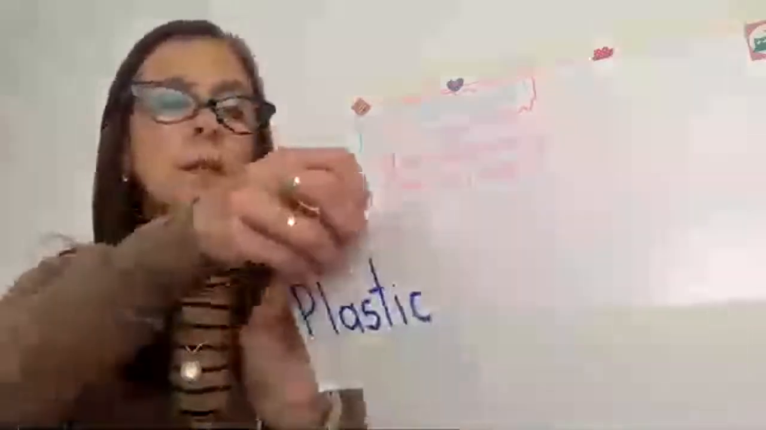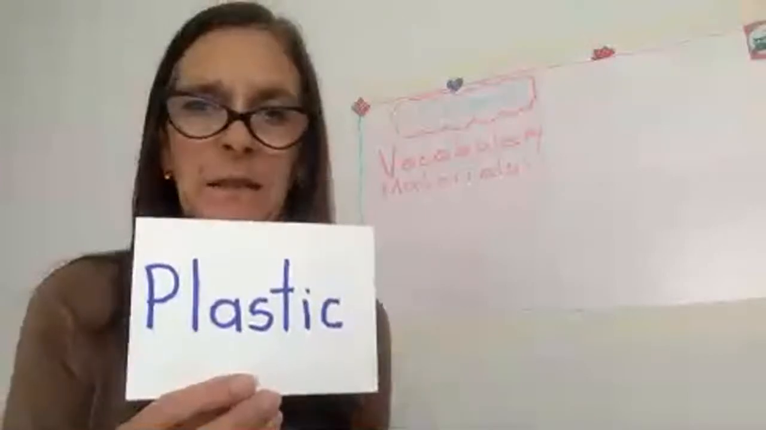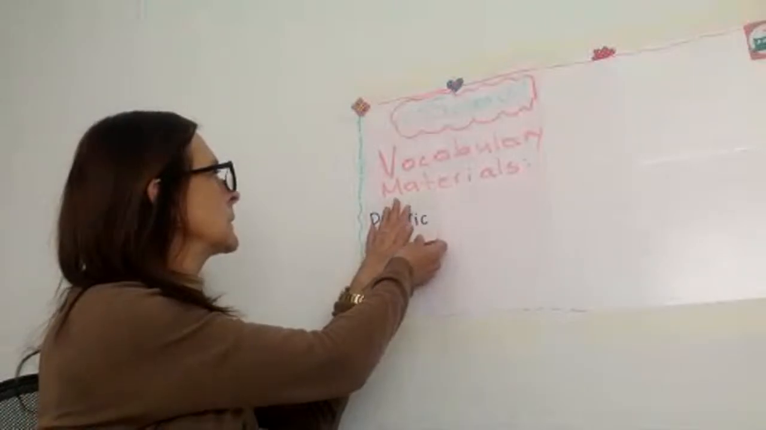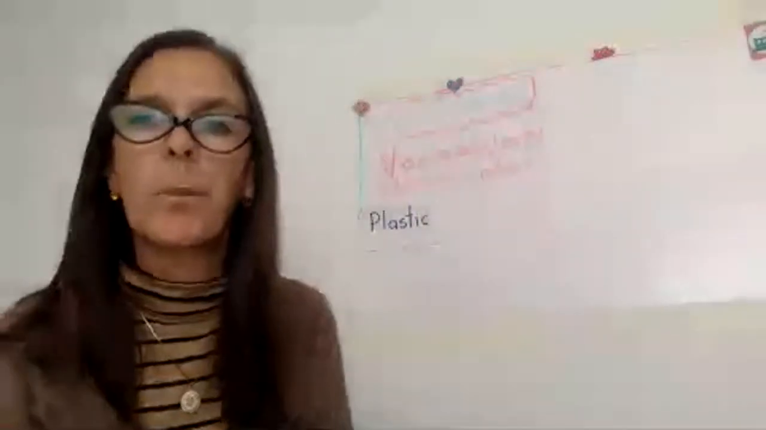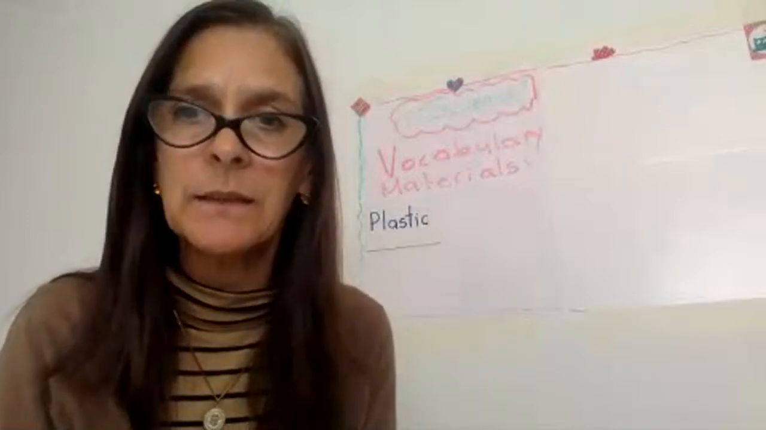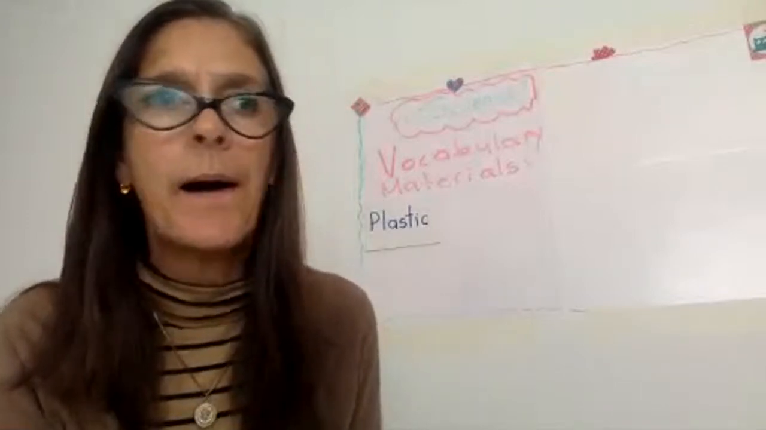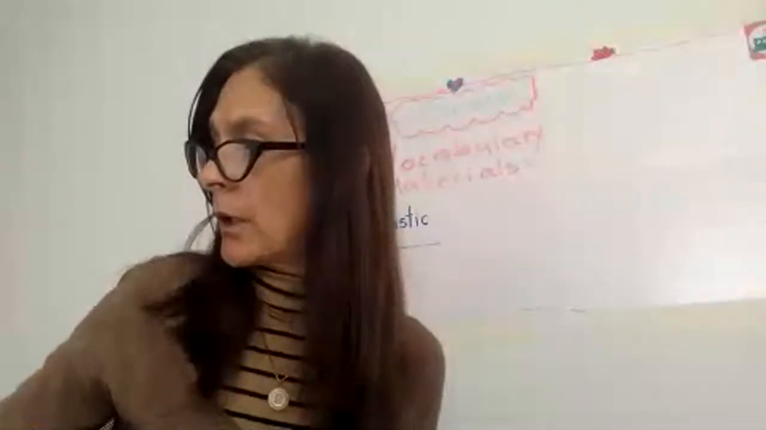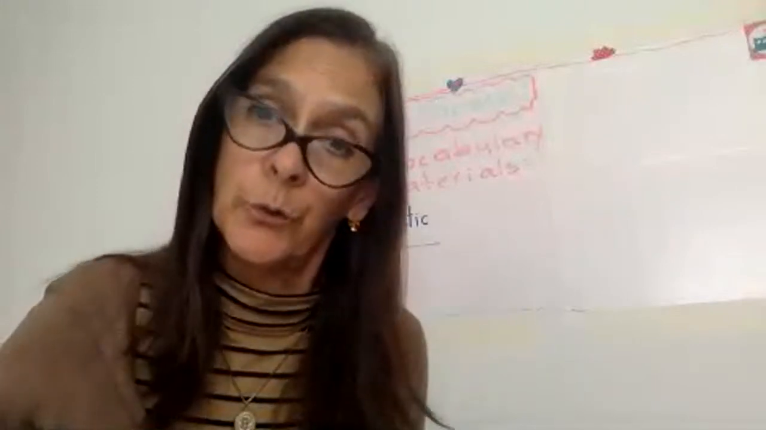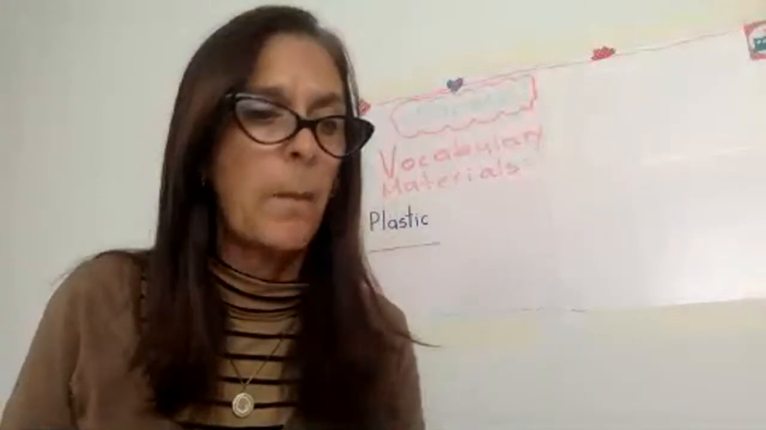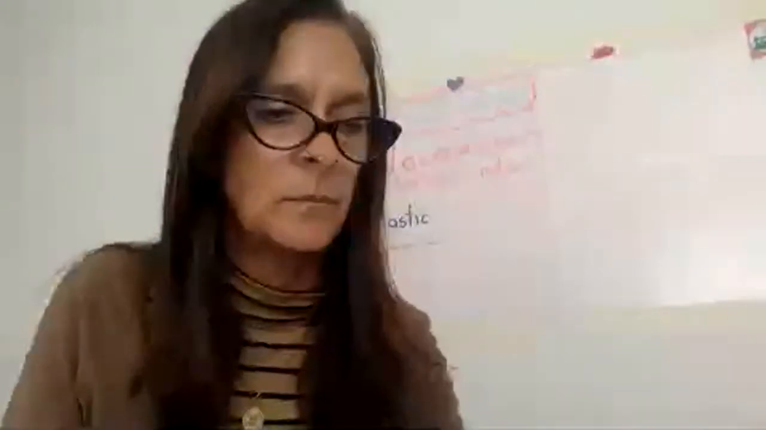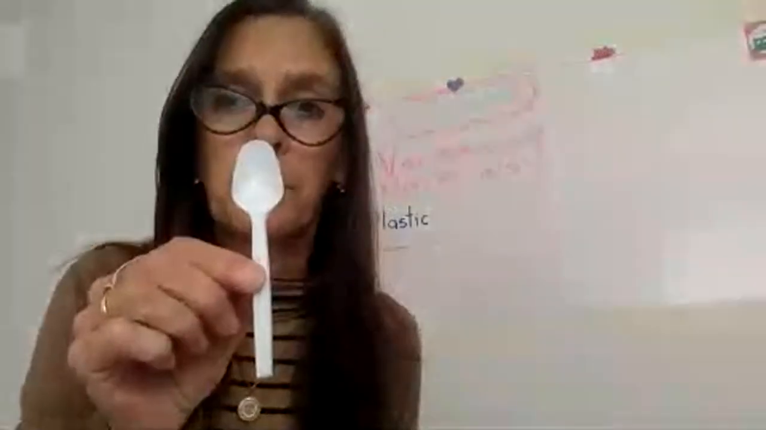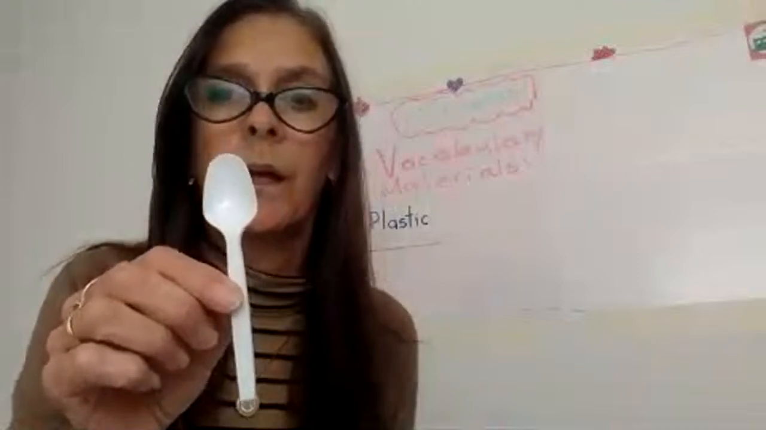Okay, here I have the word plastic. Remember? Plastic. Here I'm going to paste it right there. Plastic. And I can make a sentence with plastic. My doll is made of plastic. And here I have a real object made of plastic. That is a spoon. That's right, a spoon.